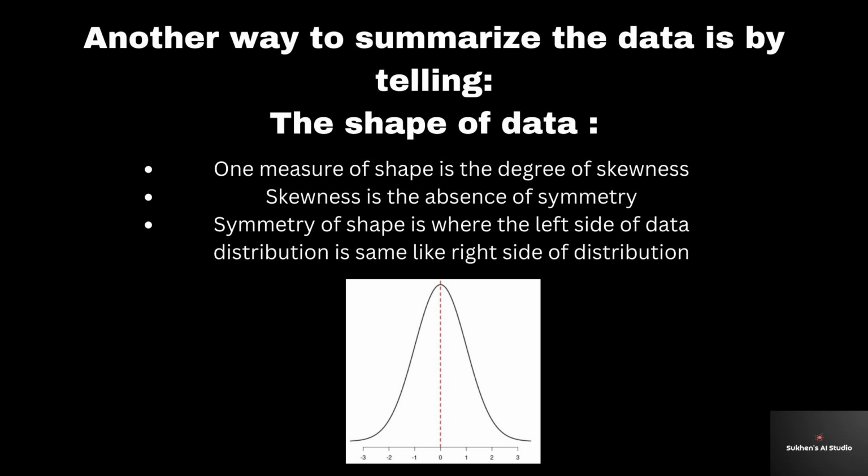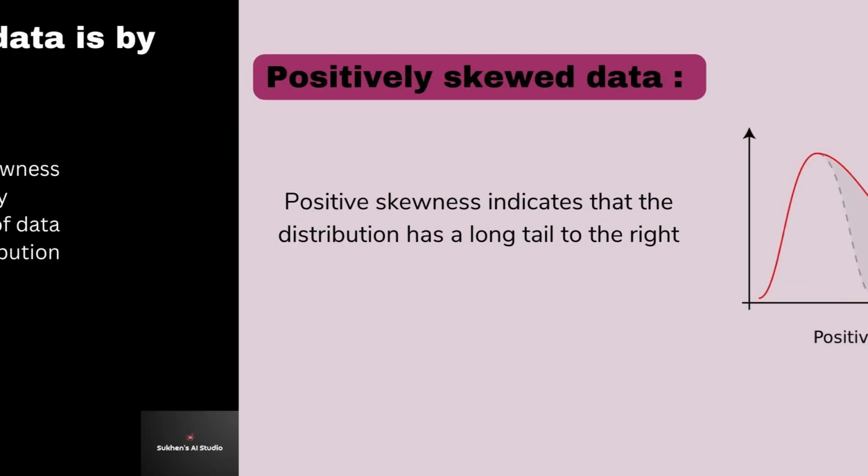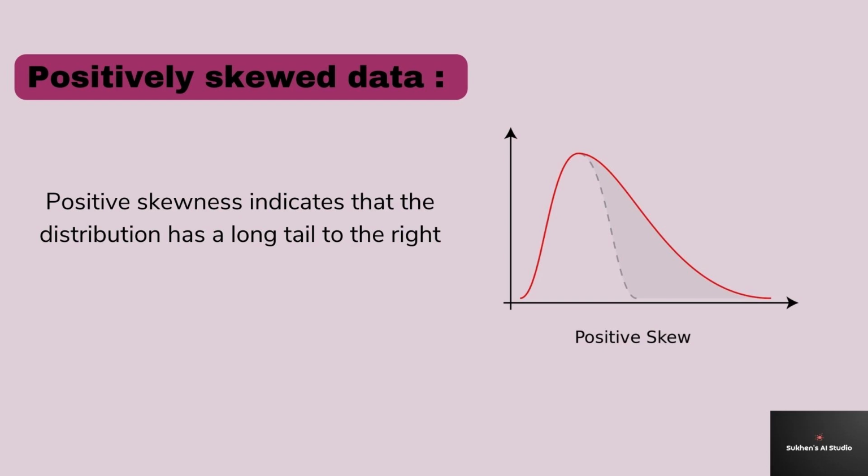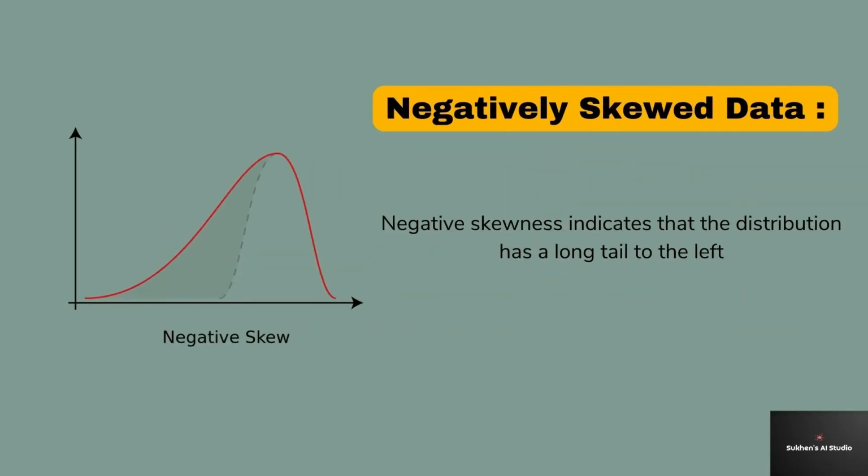If we see this graph, we can clearly say that it has a symmetric distribution, as the left side is the mirror image of the right side. But what happens when we don't have this symmetry in our data distribution? We often see the degree of skewness. So, for a data distribution which is inclined towards left, we call it positively skewed data. If we see in this image, the distribution has a long tail to the right. And if the distribution is inclined towards right, we call it negatively skewed data, which has a long tail to the left.